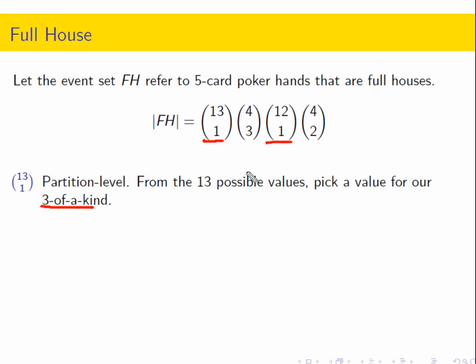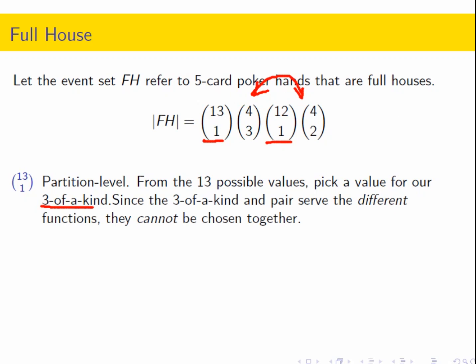By the way, it wouldn't matter if we swapped the 4 choose 3 and the 4 choose 2. What matters is that the partition level picks are separated so that we know that the two things are serving a different purpose. We can just swap these two terms and we have the same value, right? We were counting the exact same way. But here I just said, well, let's pick the 3 of a kind first.